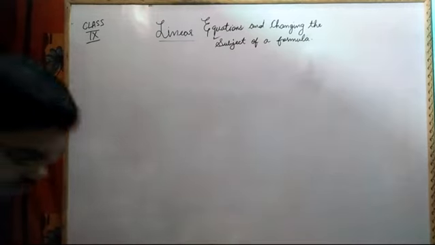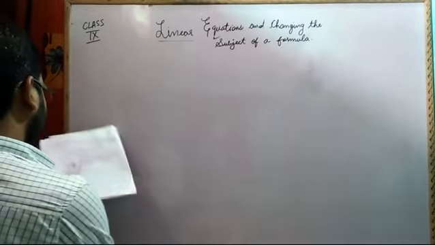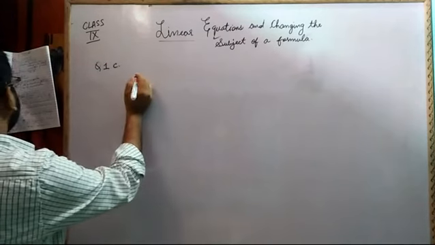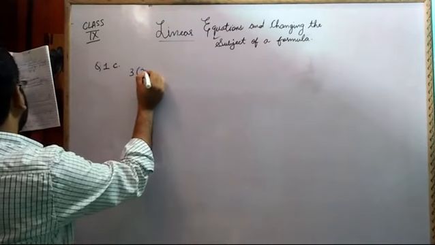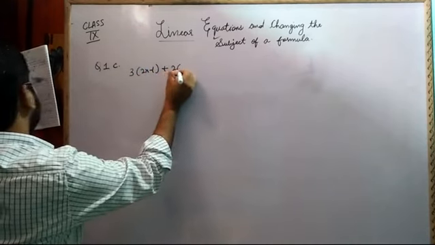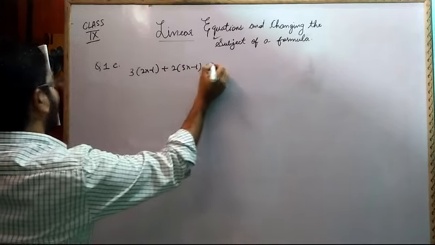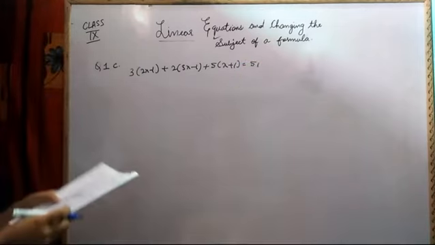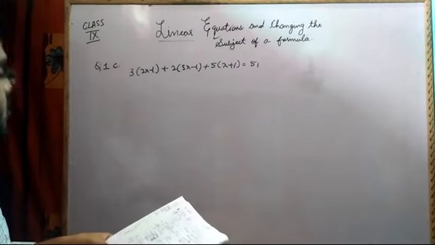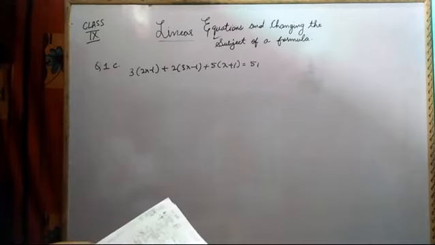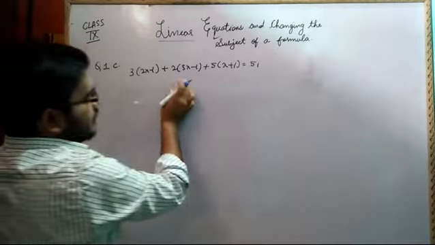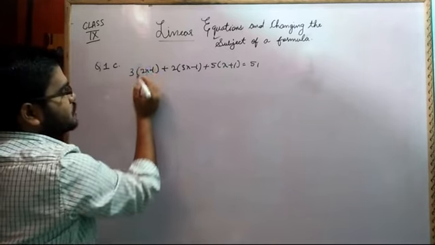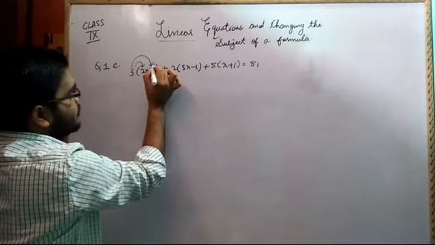Now exercise 3a, question number 1, subpart C. They are saying 3 bracket 2x minus 1 plus 2 into 3x minus 1 plus 5 into x plus 1 is equal to 51. I think it is correct. 3(2x - 1) + 2(3x - 1) + 5(x + 1) = 51. Now what we have to do? Most of you may know how to solve this type of problem, but still I have to simplify for those who don't know.